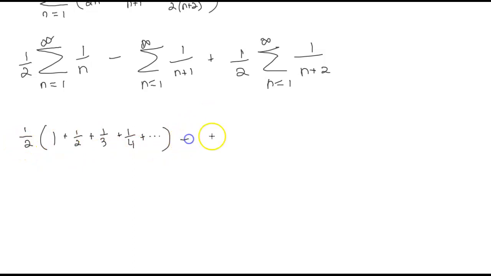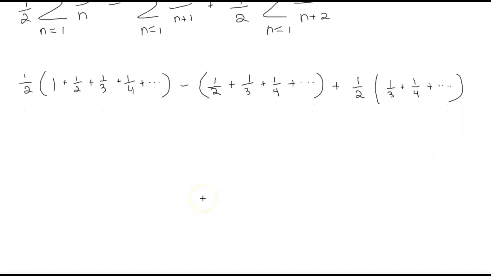And then minus the sum. Notice this is 1 over n plus 1, so the first denominator will be 2. It's 1 over 1 minus 1/2, right? It's 1/2 plus 1/3 plus 1/4 plus and so on. And then plus again 1/2. And now we have an n plus 2, so it's going to start with a 1/3. So it's 1/3 plus 1/4 plus and so on, right?